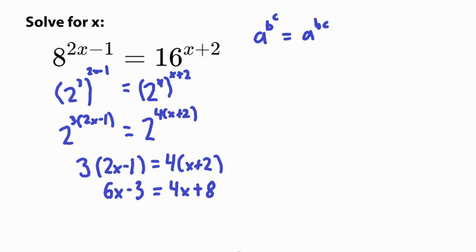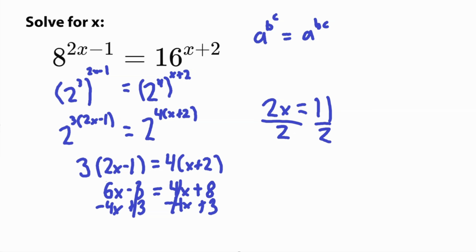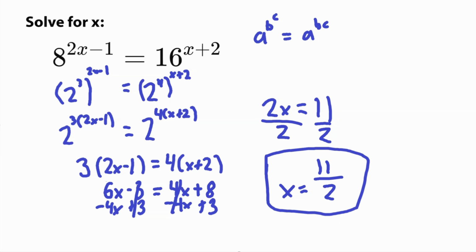And now we want to get x by itself on one side, so I'll subtract 4x from both sides. This cancels out, and then add 3 on both sides, so that'll give us 6x minus 4x, which is 2x, is equal to 8 plus 3, which is equal to 11, okay? And now simply, to solve for x, we just divide by 2 to get x by itself, and we get that x is equal to 11 over 2. And that is our final answer.